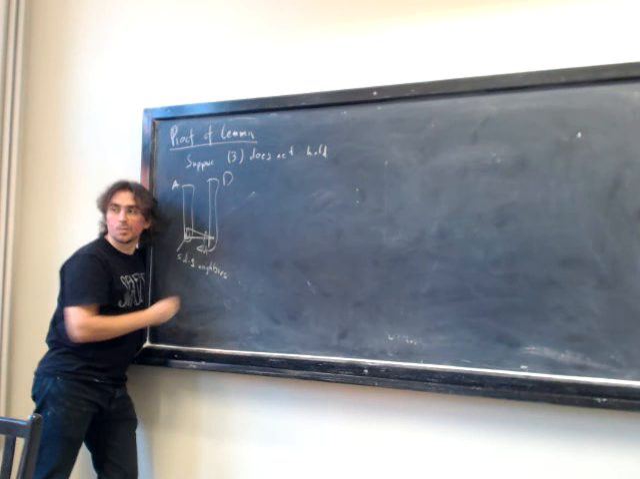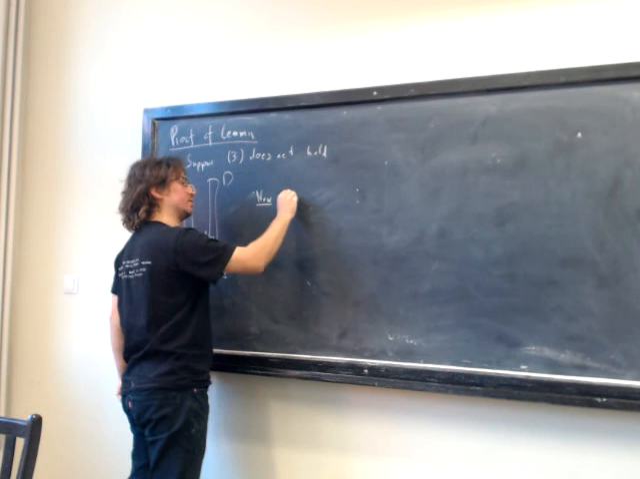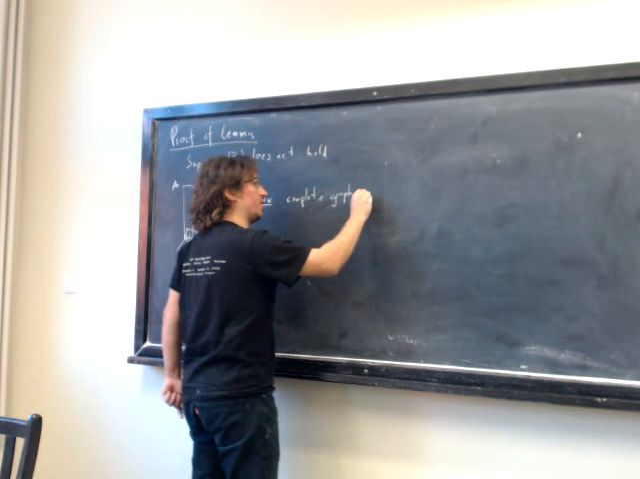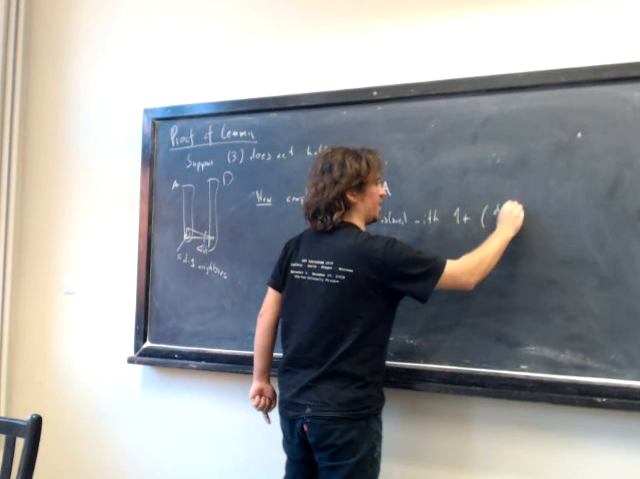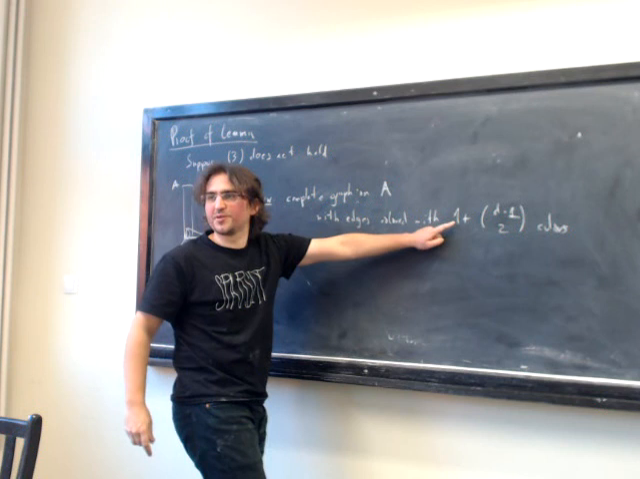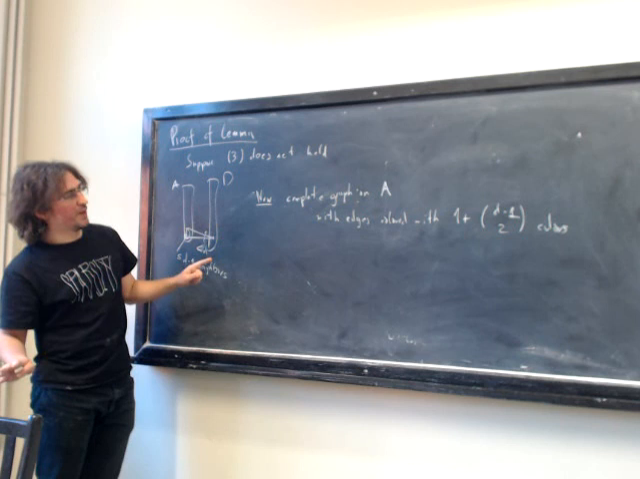I will now create a complete graph on A with edges colored with 1 plus (d minus 1 choose 2) colors. So there is a special color, which I will call transparent, and then there are (d minus 1 choose 2) other colors. At the beginning all the edges of my complete graph are transparent.